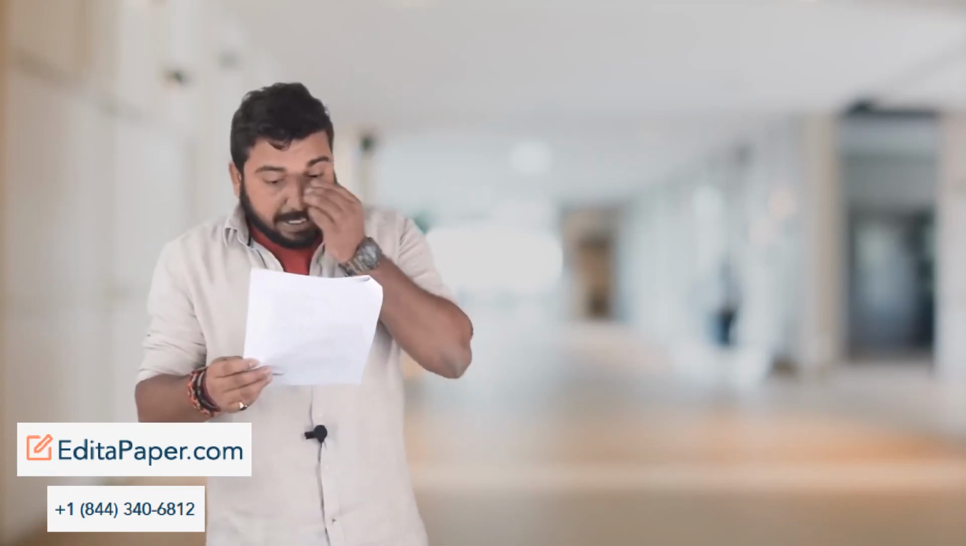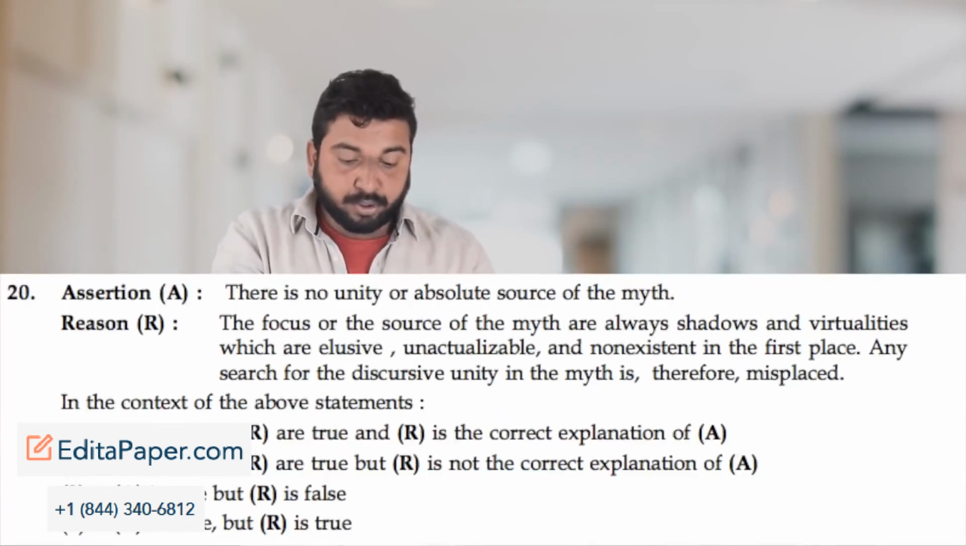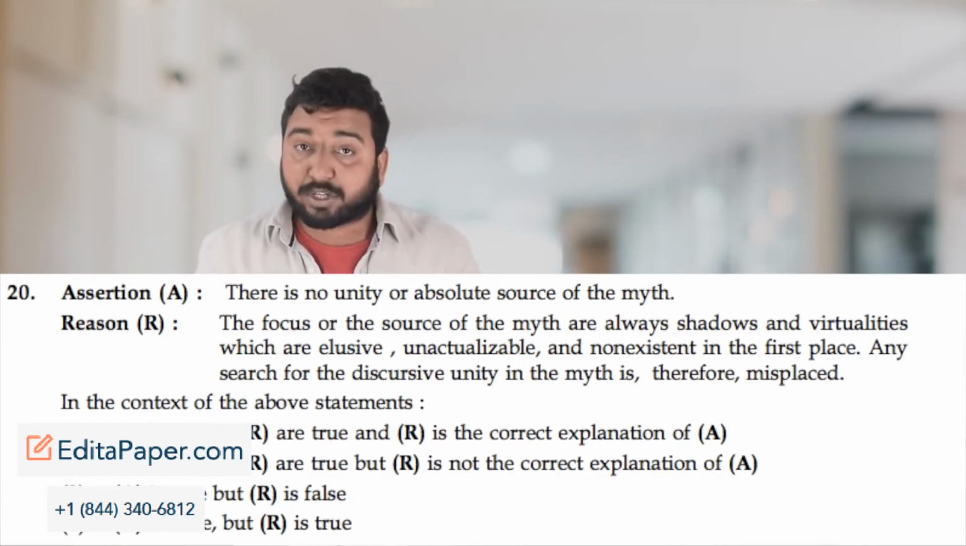Second thing, what they say is that if you try to source the myth or find out, you will always have shadows, differences, virtualities, elusive, meaning you can never go for the exact idea of the myths. So here the answer would be both A and R are true, and R is actually the correct explanation.